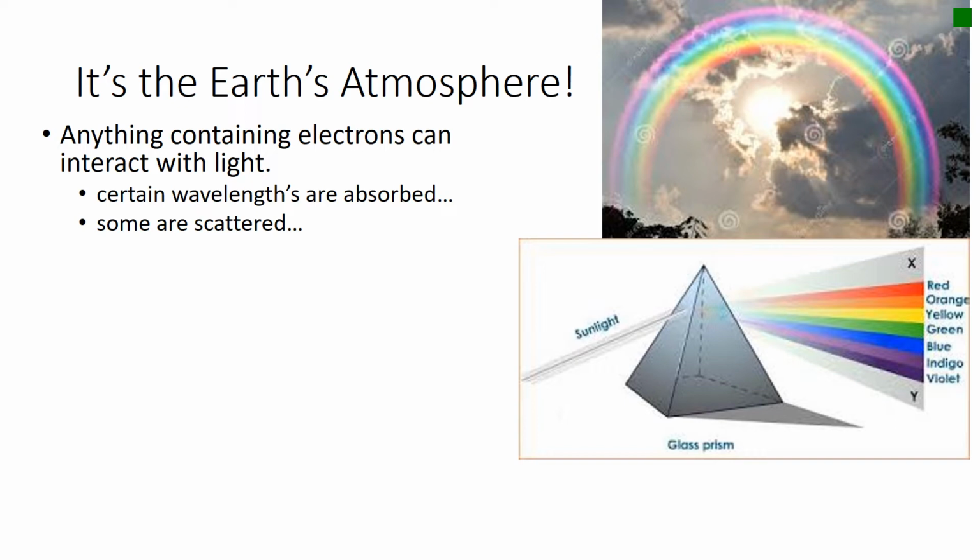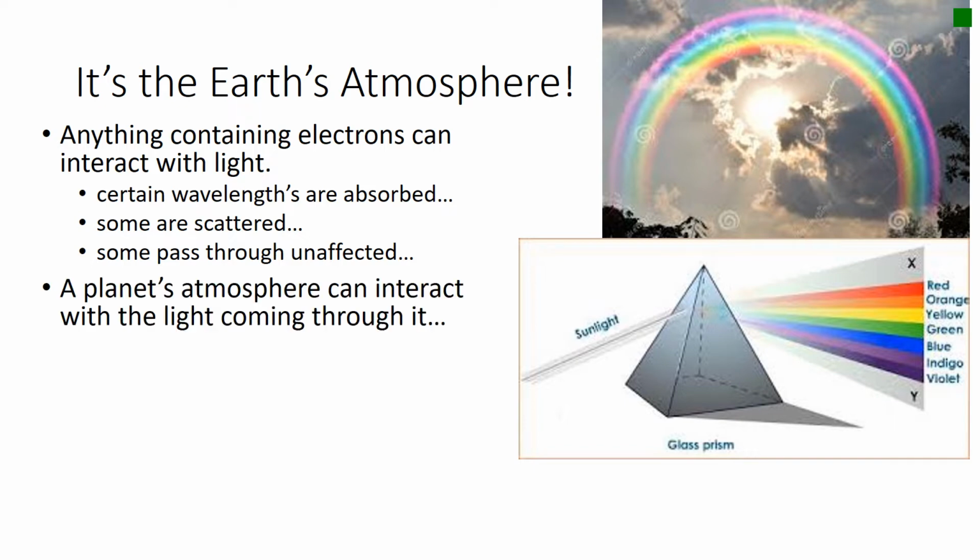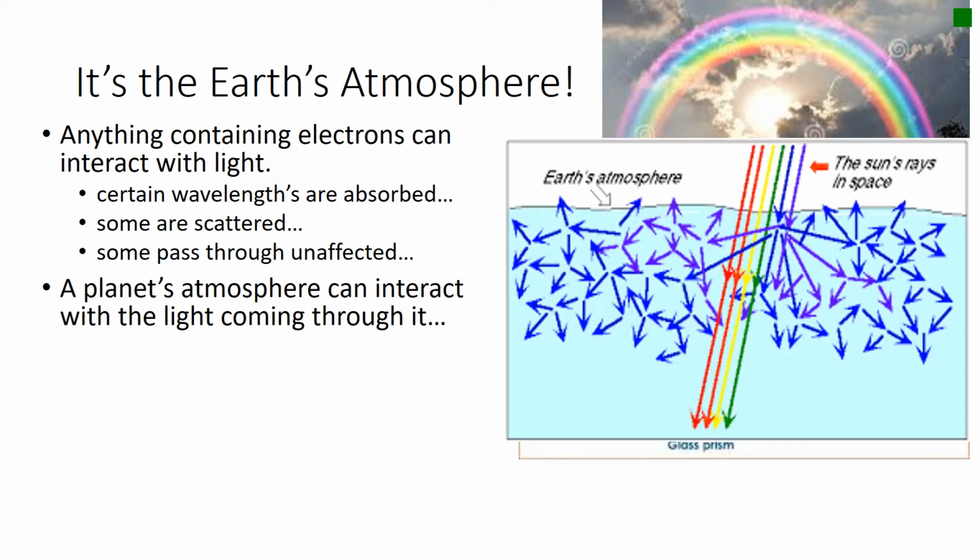Some of the wavelengths of light are going to be scattered. What that means in terms of physics is that they're absorbed, temporarily held onto, but the new energy level the electrons jump to is unstable. They release them, they let them go. Certain wavelengths of light can pass through all of those molecules completely unaffected, and that's what typically happens with your yellows and greens and reds and oranges. So the planet's atmosphere is interacting with the light that's coming through it.